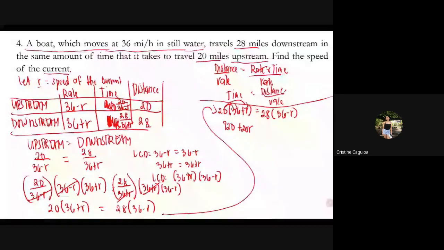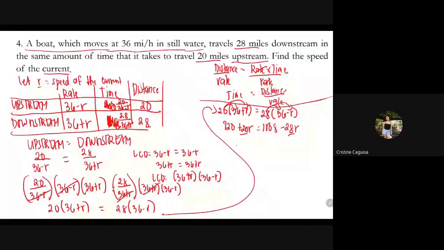Next, 28 times 36. That's 1,008. 28 times negative R. That's negative 28R. Magkasama to. So 28R plus 28R. Ito naman, 1,008 at saka ito. So negative 720. So 20R plus 28R, that is 48R.